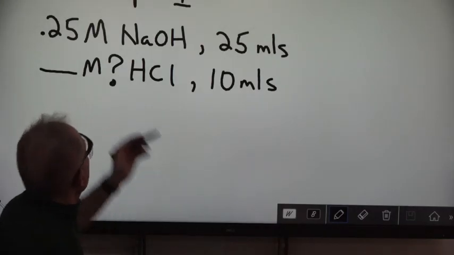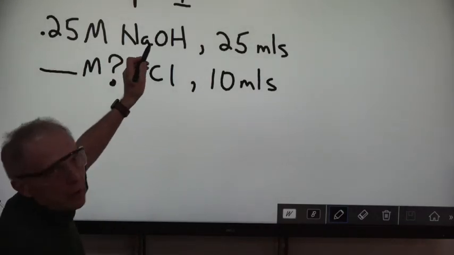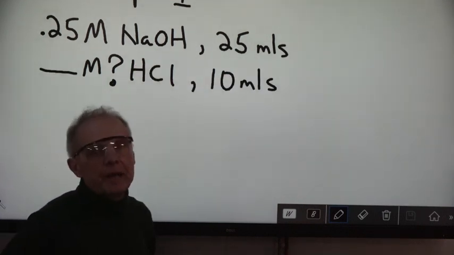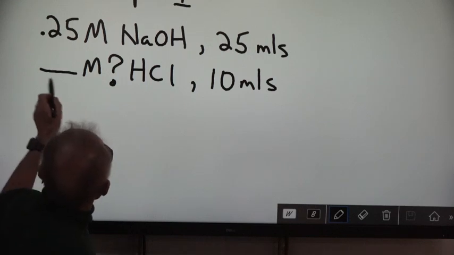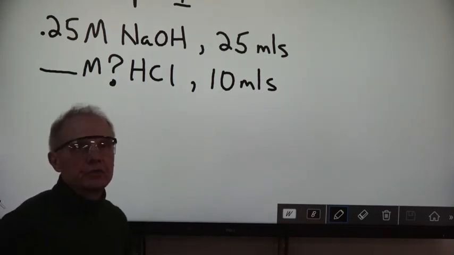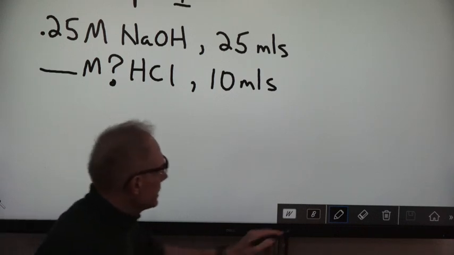So here's what we know. We used a 0.25 molar sodium hydroxide, which is a base. We used up 25 mils of that base. We have an unknown molarity hydrochloric acid. We use 10 mils. So let's do the formula.